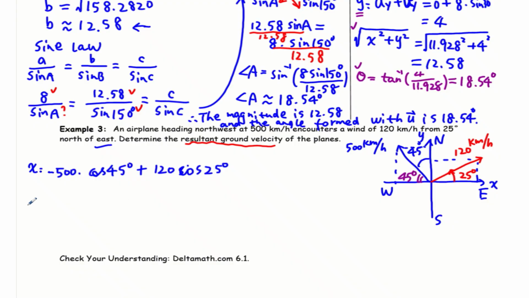This is the x direction. Then the y direction is 500, y is positive, times sine 45. So this is the opposite of this one. The opposite over the hypotenuse is sine, so the opposite is the hypotenuse times sine.